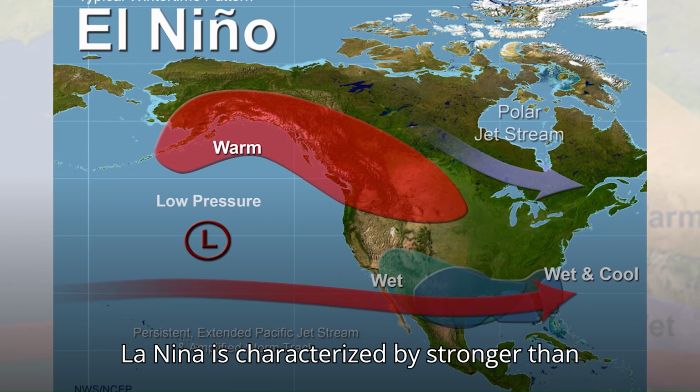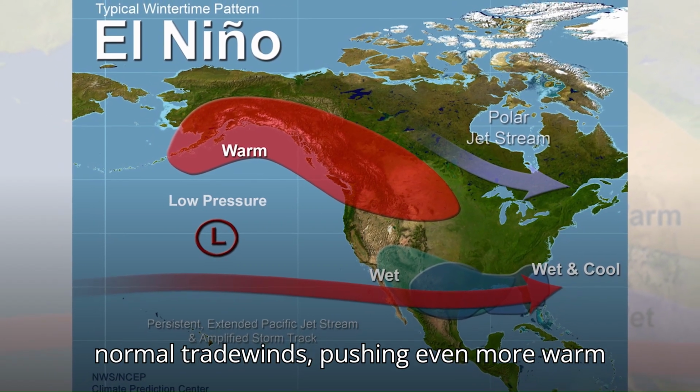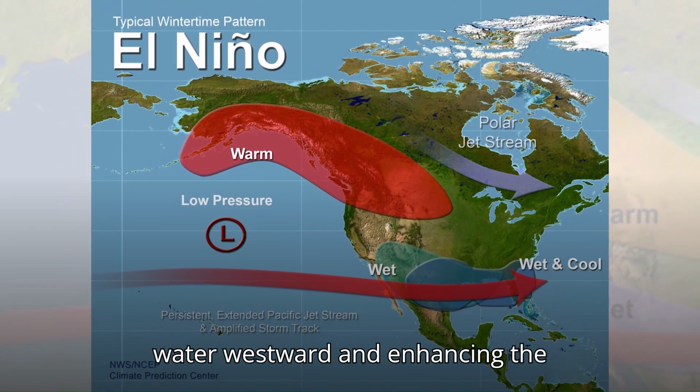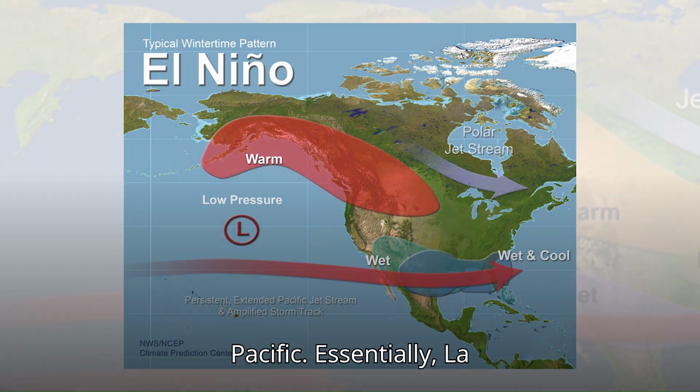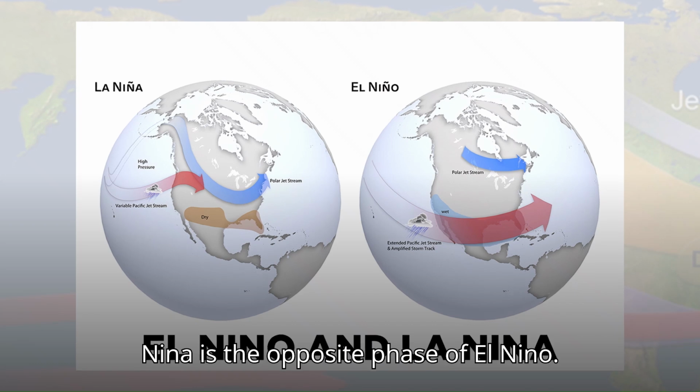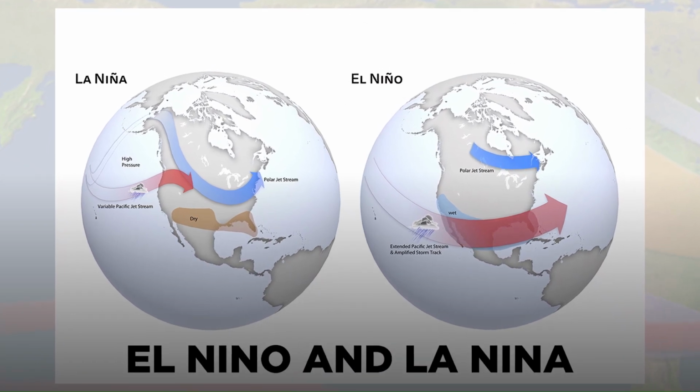Conversely, La Niña is characterized by stronger than normal trade winds, pushing even more warm water westward and enhancing the upwelling of cool water in the eastern Pacific. Essentially, La Niña is the opposite phase of El Niño.